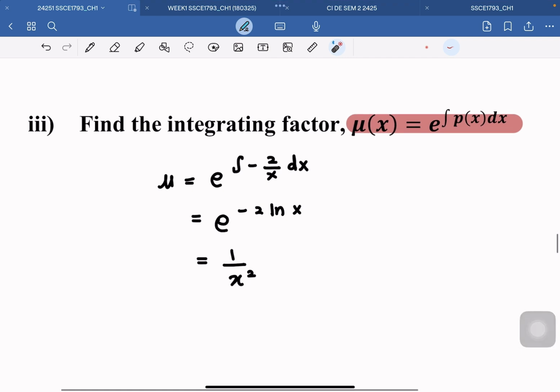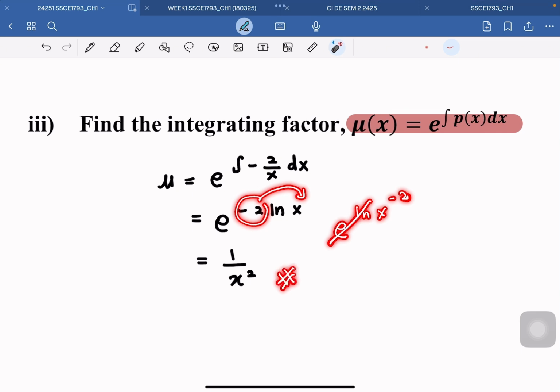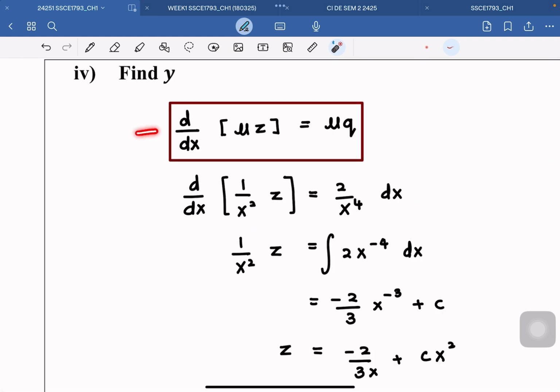Next, proceed with finding the integrating factor, mu(x). Your P(x) is equal to negative 2 over x, and integrating this you will get negative 2 ln x. So bring the negative 2 to the power, and you will get e to the power of ln x to the power of negative 2. They cancel e with the ln, so you will have 1 over x squared as your integrating factor. So we move on to finding the y.